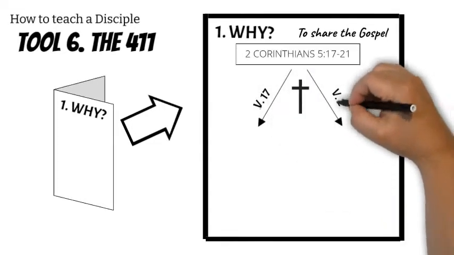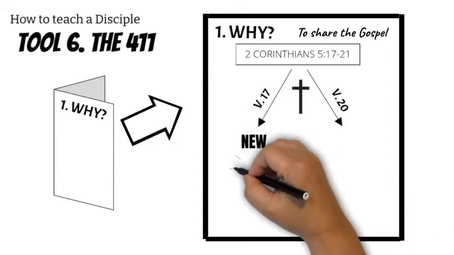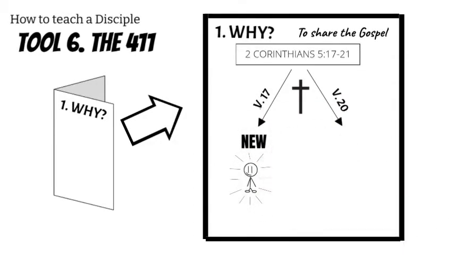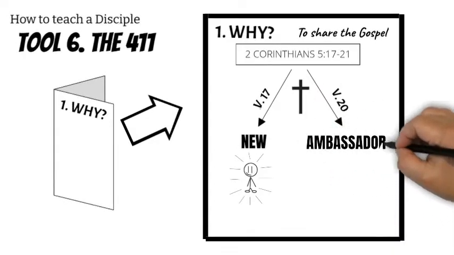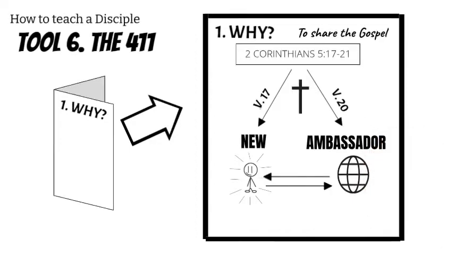Tell them to read 2 Corinthians chapter 5 verse 17 and then write under the left arrow the word, new, and under this word to draw a person shining like new. Now ask them to read verse 20 and write under the arrow the word ambassador, and under this word to draw the world. Tell them that now as new people in Jesus they are now ambassadors for the Lord.